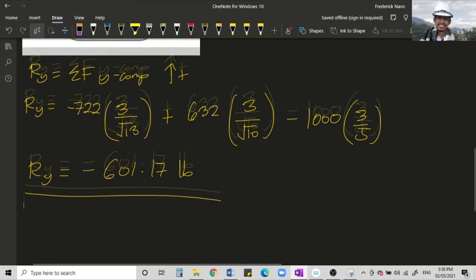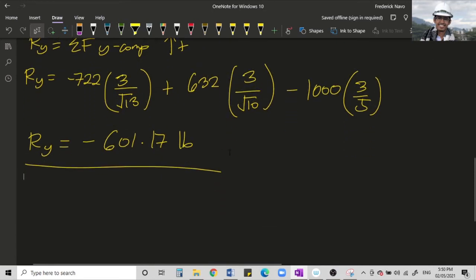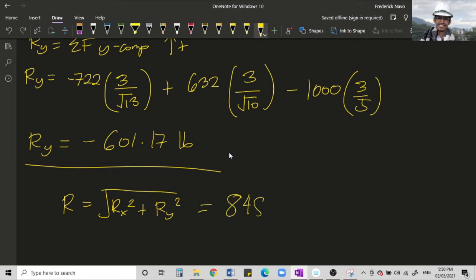Tama? So in getting the resultant R, so that is equal to the square root of Rx squared plus Ry squared. So i-substitute nyo na lang, class. So that will give us R is equal to 848.90 pounds. Tama?